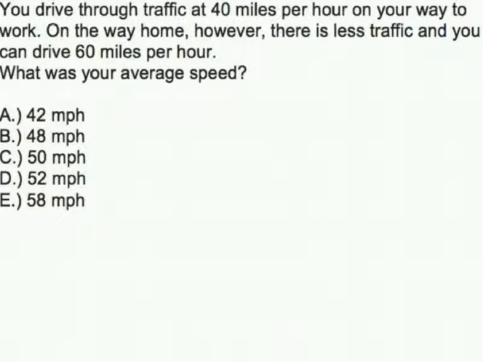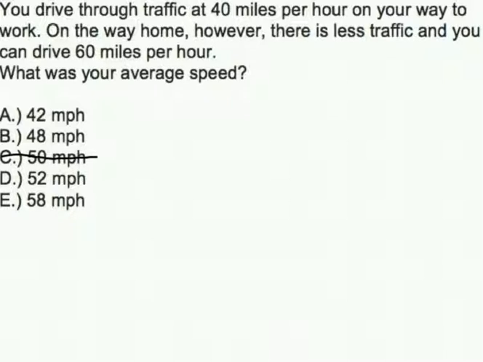So you're driving to work, excuse me, at 40 miles an hour, heading through traffic. On the way home, there is less traffic, and you can drive at 60 miles an hour. What was your average speed? So the most tempting answer is to say 50. You answer that, you move on with your life, but you're wrong. You can't just average the two, and here's why.